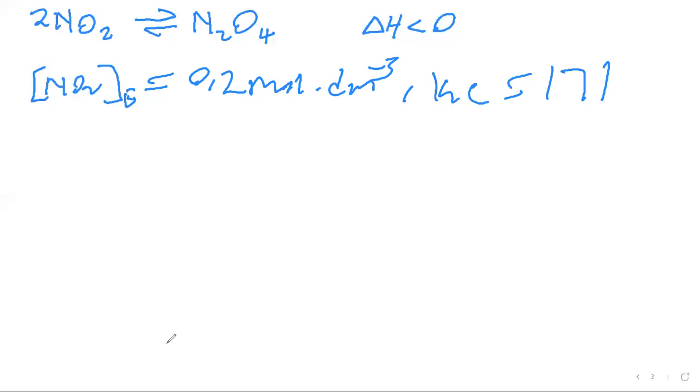I'm not so sure, but I think we won't need it. Okay, now, since we have the Kc of 171, 171 is equal to the concentration of the product. Concentration of product is given as this. So we have 0.2 mole. Since it has a coefficient of 2, it's squared.